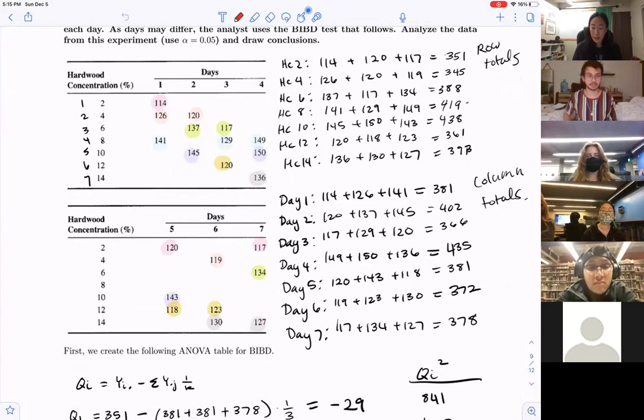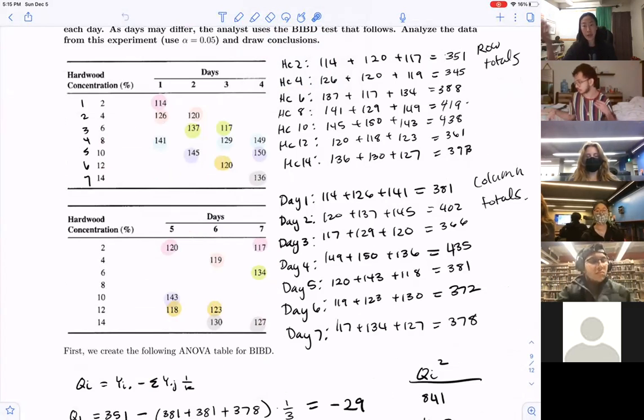The easiest way for me to explain how I approach this problem is to say, here's my data. The first thing I would do is either find the sum totals, the grand total, or in this case, I actually started out with row totals. Qi's are associated with rows, and J's are associated with columns. That's how I remember which total is relevant first. So my first step was, for row one, hardwood concentration two, I add up every value in this row, 114 plus 120 plus 117, and that gives me my row totals.